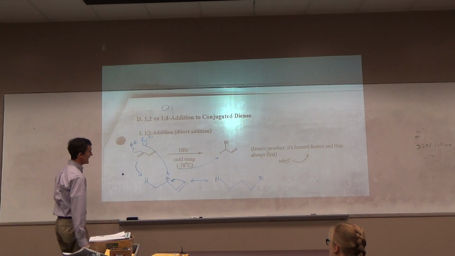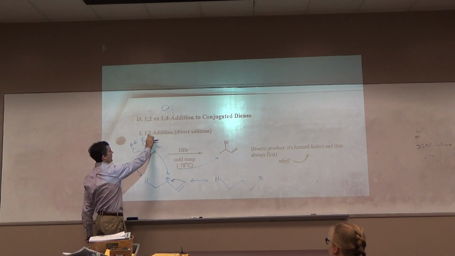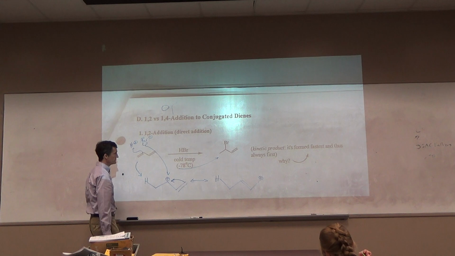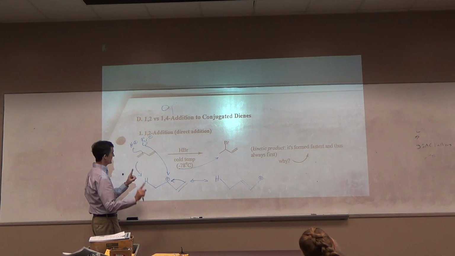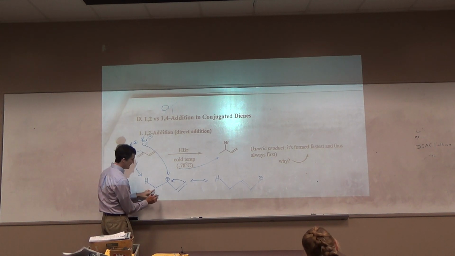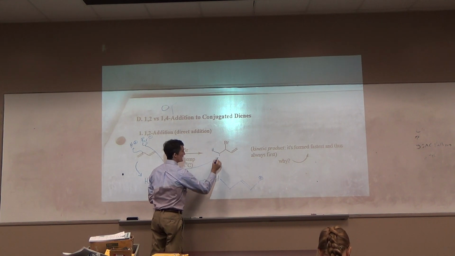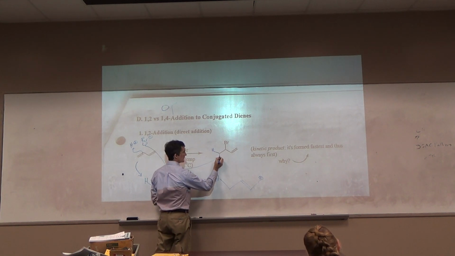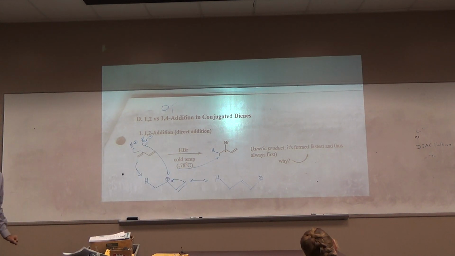This is called a 1,2 addition. The 1,2 indicates the relationship between where the H and the Br ends up. The H ends up here. There's a new H here, right? So the new H is there. The bromine is on which carbon? The next one, which would be 2. It's called a 1,2 addition.